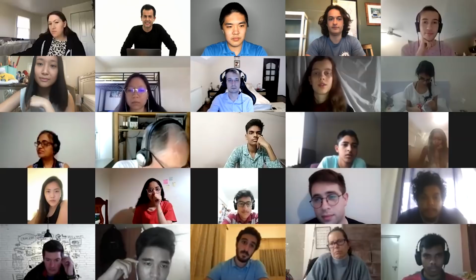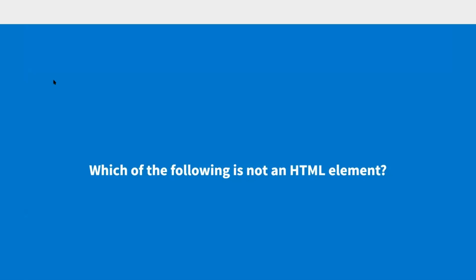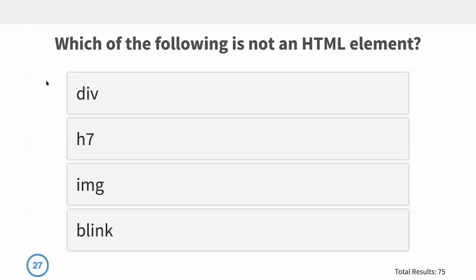All right, question number 19. Which of the following is not an HTML element? Your options are div, h7, img, and blink. Keep in mind, in CS50, we don't talk about all HTML elements, so this one could go a few different ways, I think. All right, and it turns out there were really two acceptable answers here.